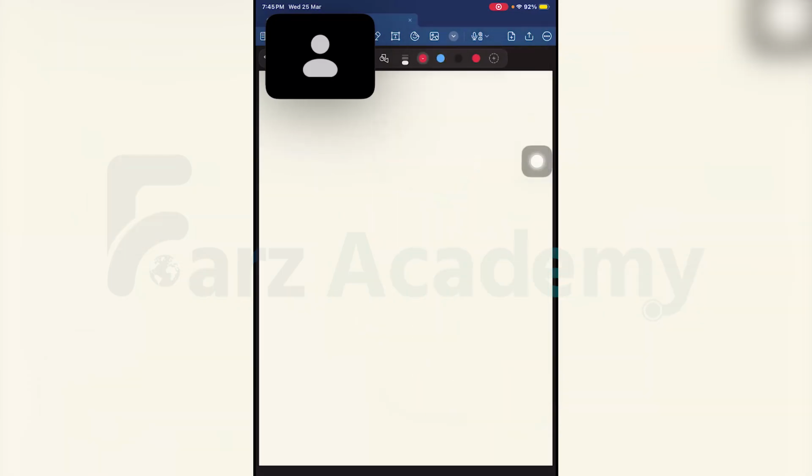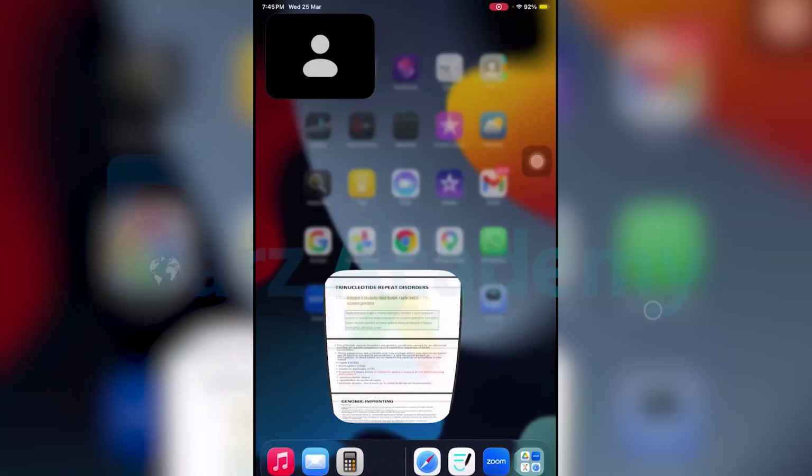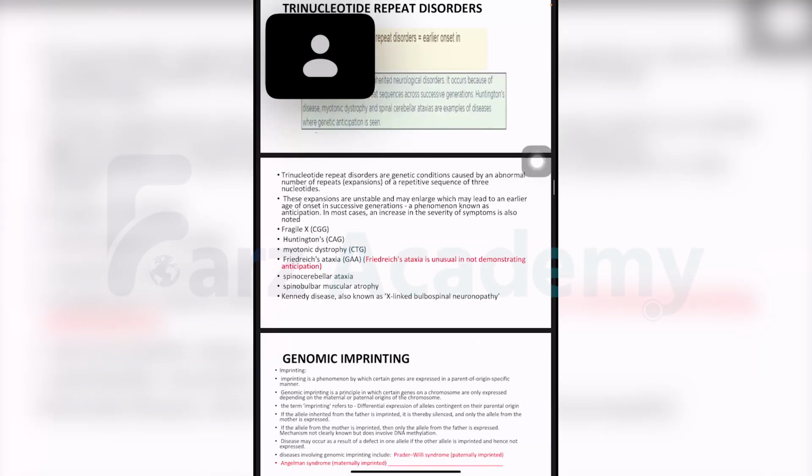Is it clear? Okay, so what are those disorders? Fragile X, Huntington's, myotonic dystrophy, Friedreich's, spinocerebellar ataxia. The exception, which also becomes an MCQ, is a little unusual. That is Friedreich's ataxia, which doesn't show the peculiar phenomenon of anticipation. Otherwise Huntington's, myotonic, these are all examples where you will see the classical anticipation phenomenon.